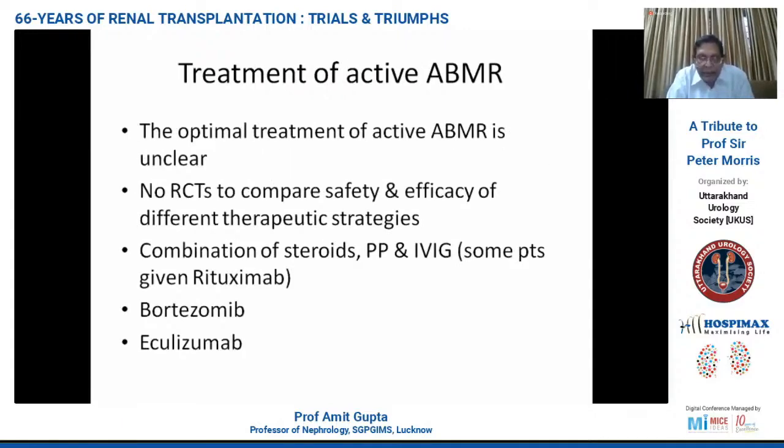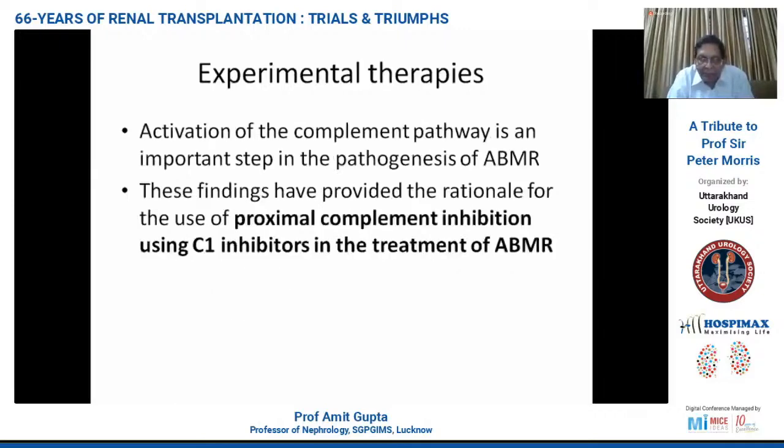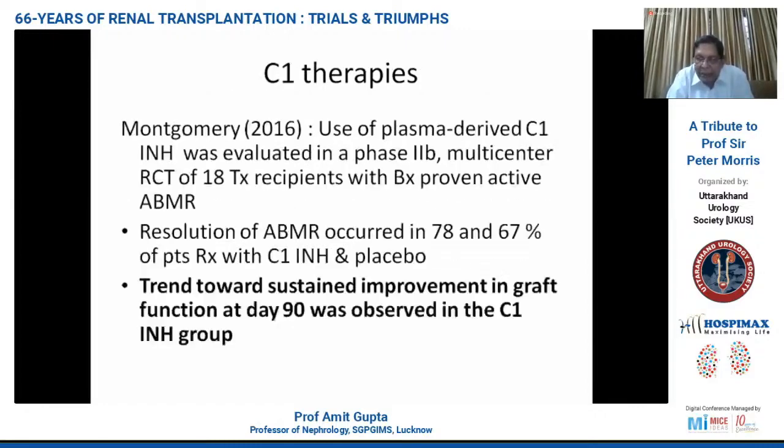The treatment, unfortunately, has no randomized controlled trials which compare the safety and efficacy of different therapeutic strategies. Most people use a combination of steroids, plasmapheresis, and administration of intravenous immunoglobulin. Some patients are given rituximab. There are anecdotal studies with bortezomib and eculizumab, but these have not been found to be very satisfactory. The experimental therapies include complement inhibition, since there's activation of the complement pathways, and therefore it has provided a rationale for the use of proximal complement inhibition using C1 inhibitors in the treatment of ABMR.